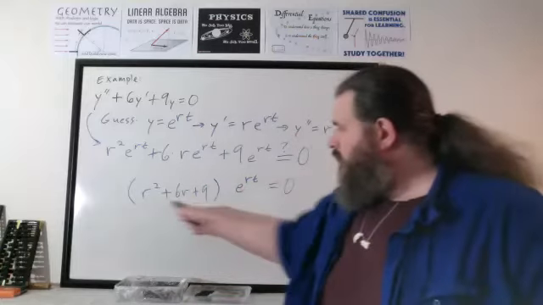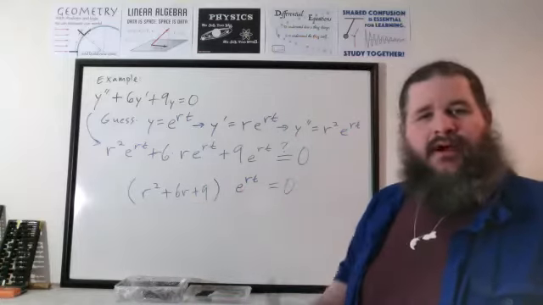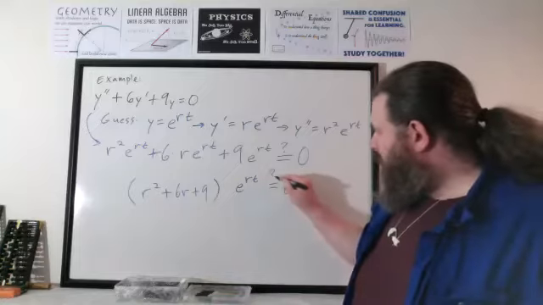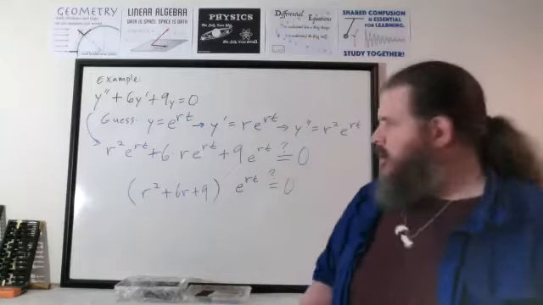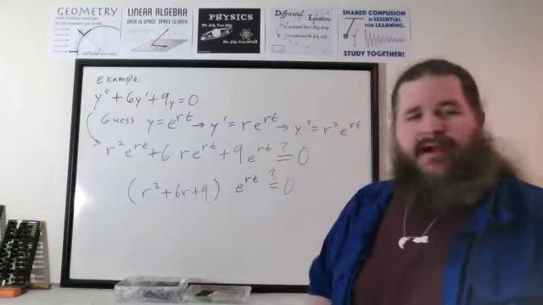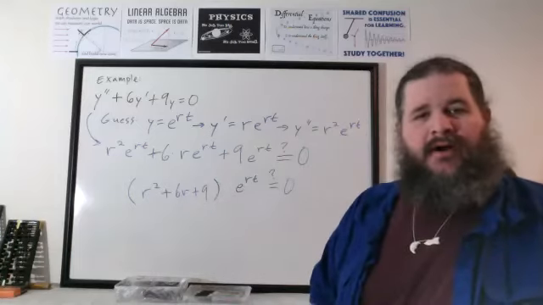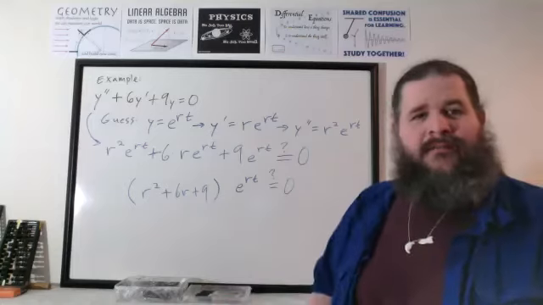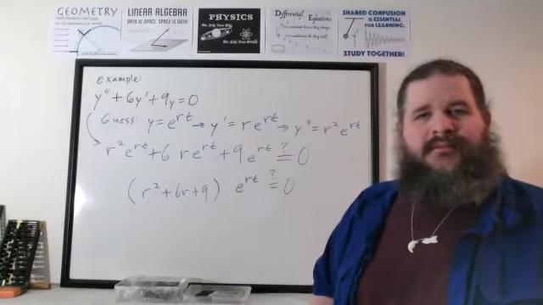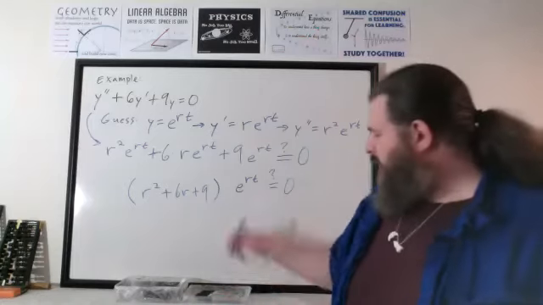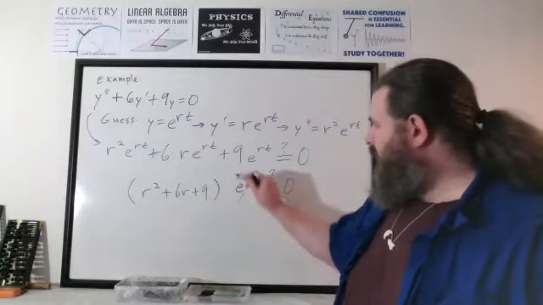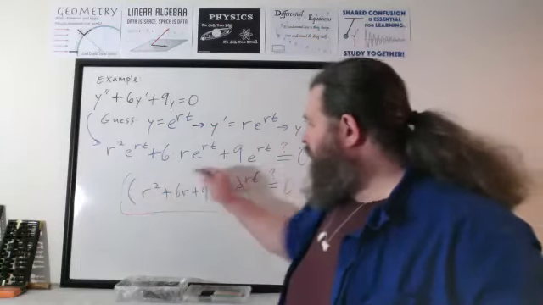And if we've got this quadratic times e to the rt equals 0, well, it could equal 0. We're trying to check if it does. One of those two multipliers has to be 0 in order for the product to be 0. Is e to the rt ever going to be 0? No. So we can ignore that since that's never going to be 0. Instead, we need this piece to be 0.